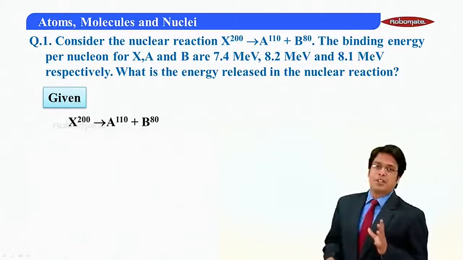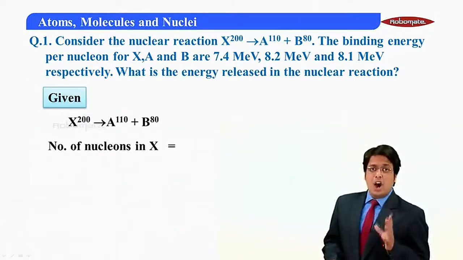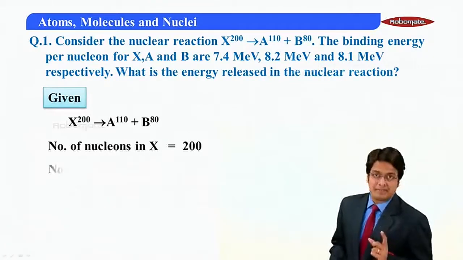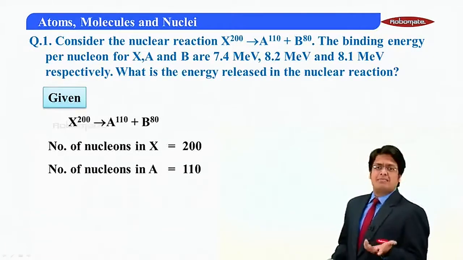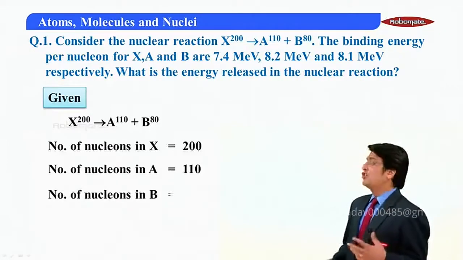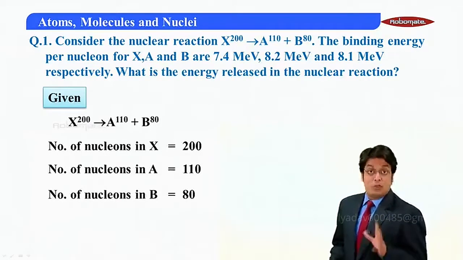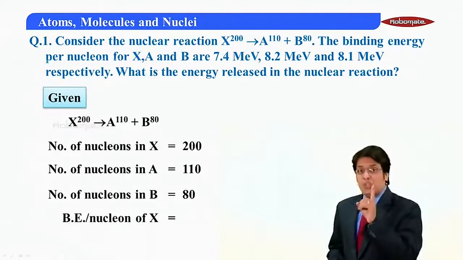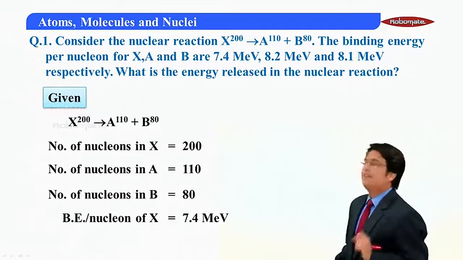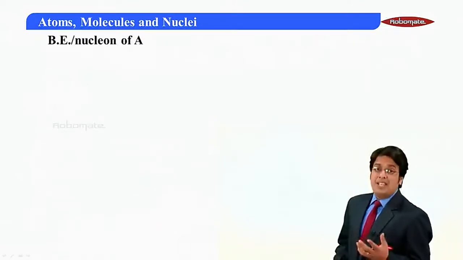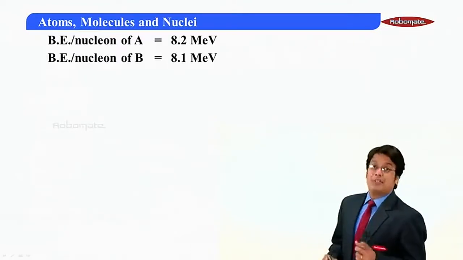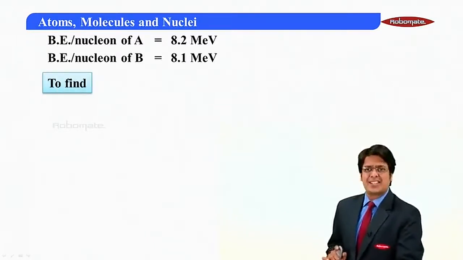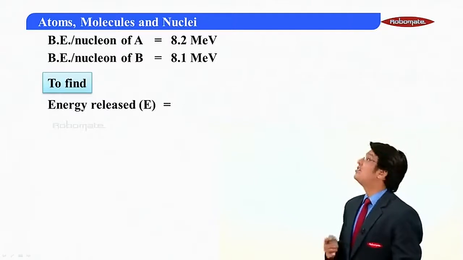Well, given is this particular beautiful equation. Also they have told the number of nucleons in X, that is 200. Number of nucleons in A, 110. Number of nucleons in B, that is equal to 80. Well, not just this. Binding energy for one nucleon of X is 7.4 MeV. For B it is 8.1, for A it is 8.2, for X it was 7 point something. So this entire idea says what we have to find is the energy released.